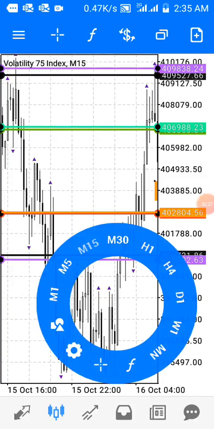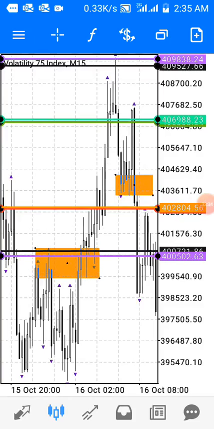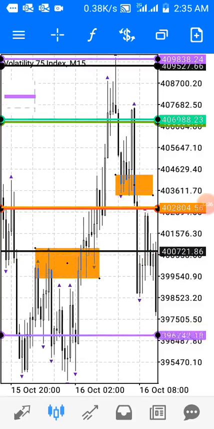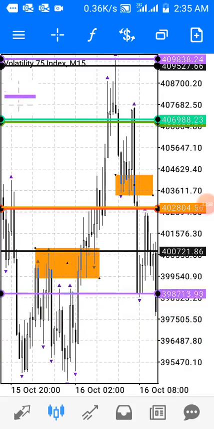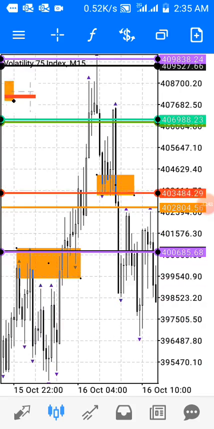Okay, we have a resistance around here, and we have a breakout, so I buy. But if price goes against me, I hedge. All right, so that's that. Same thing, I sell. Price goes against me, I hedge.